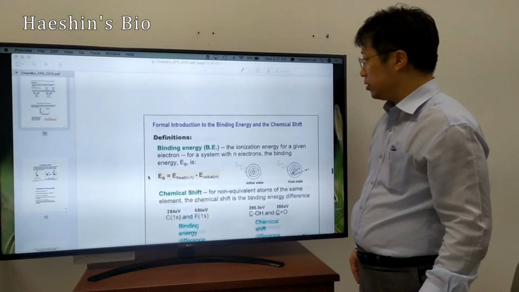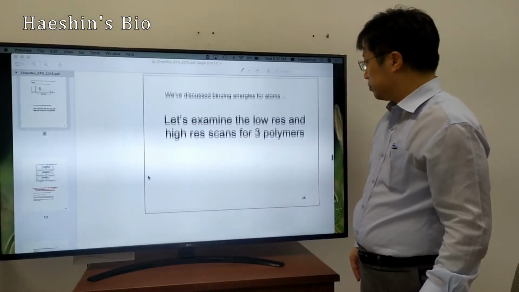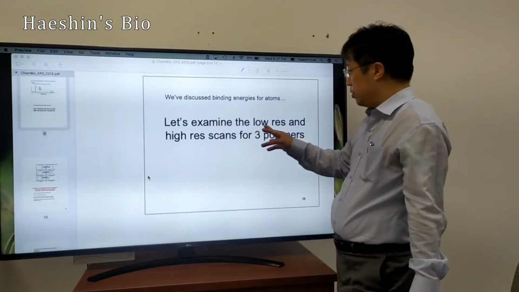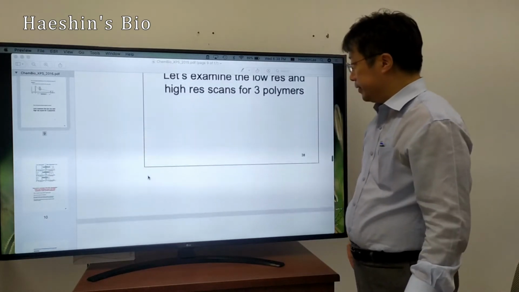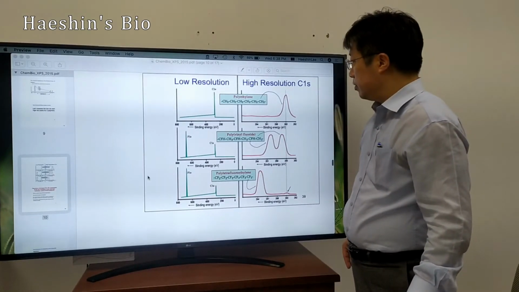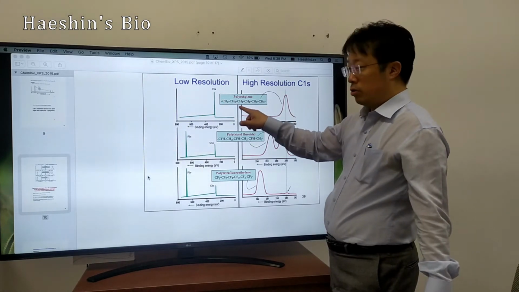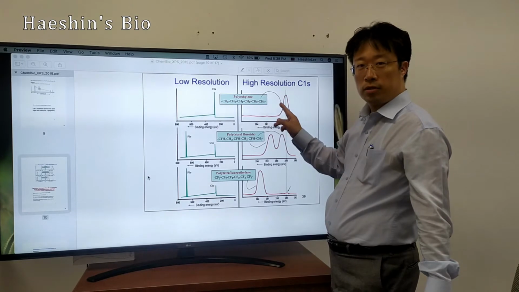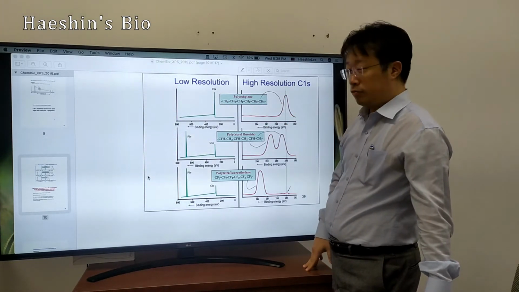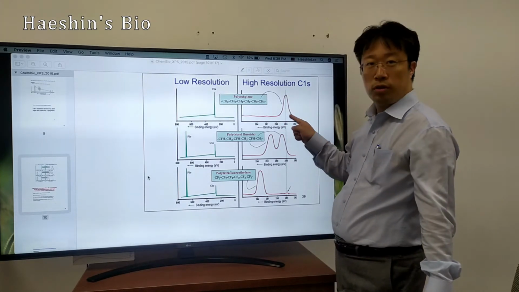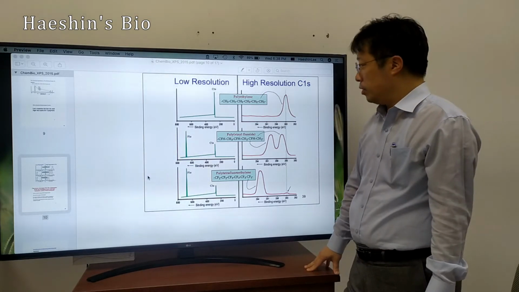Okay, so go back to the different case. Let's examine the low resolution and high resolution scans for 3 different polymers. First, polyethylene. Polyethylene is basically n polymers, so you have only carbon to carbon connections. So the answer is 285 electron volts. You have only one carbon 1s peak from the polyethylene carbon.